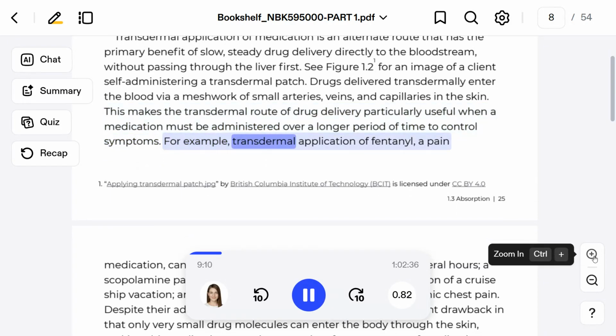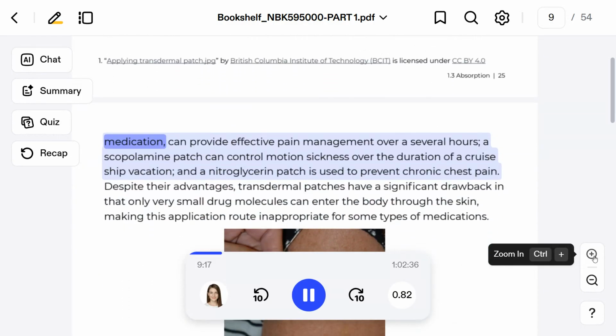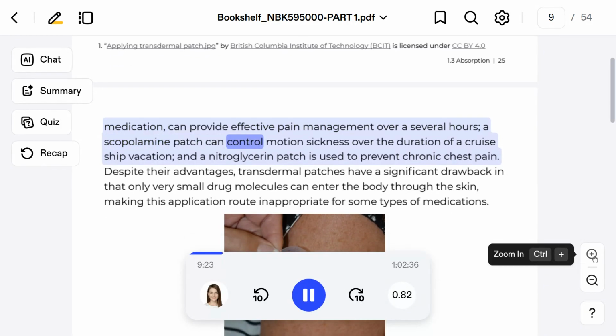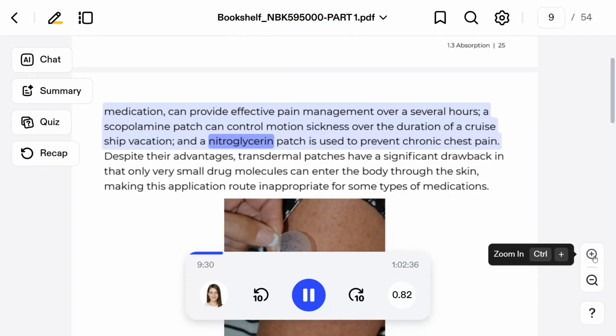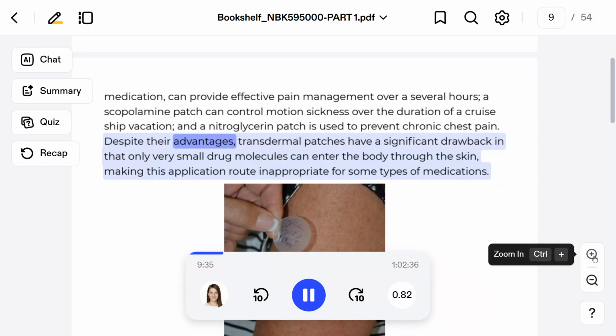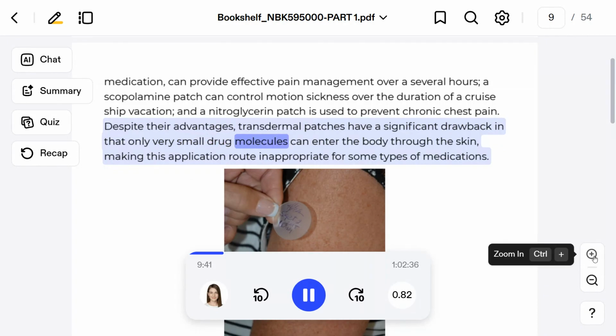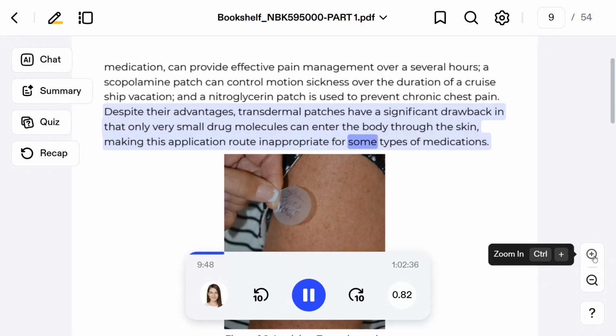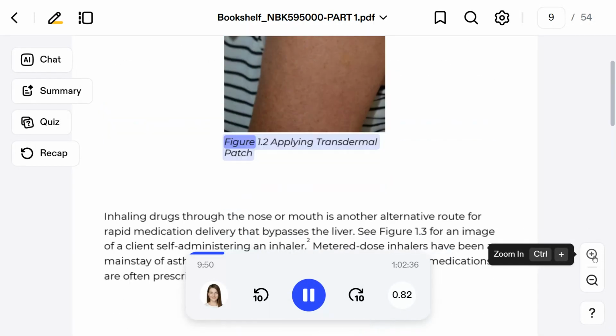For example, transdermal application of fentanyl, a pain medication, can provide effective pain management over several hours. A scopolamine patch can control motion sickness over the duration of a cruise ship vacation, and a nitroglycerin patch is used to prevent chronic chest pain. Despite their advantages, transdermal patches have a significant drawback in that only very small drug molecules can enter the body through the skin, making this application route inappropriate for some types of medications. Figure 1.2 applying transdermal patch.